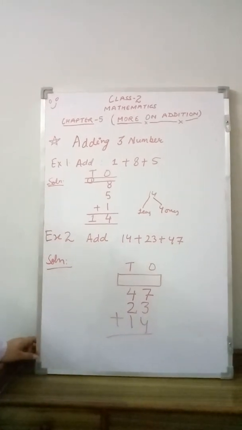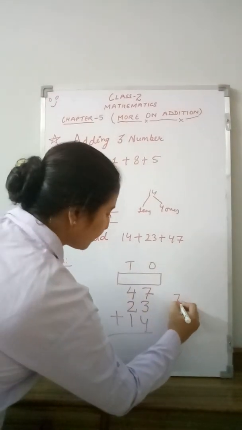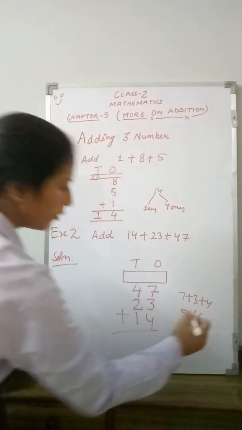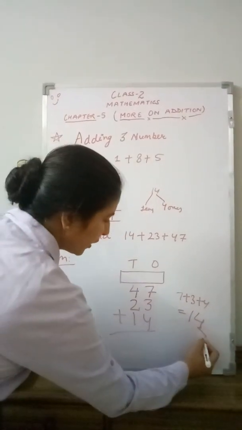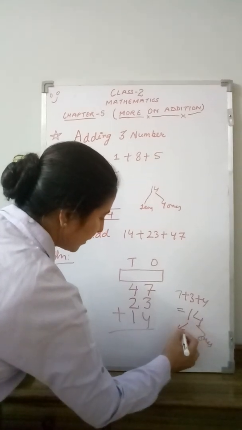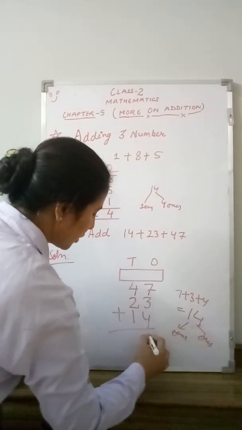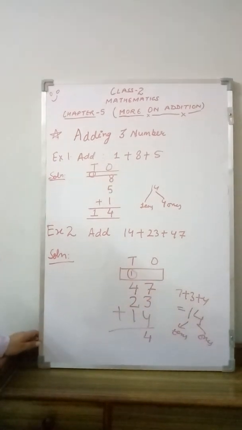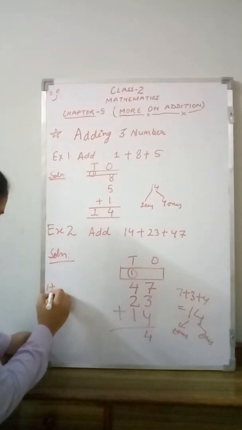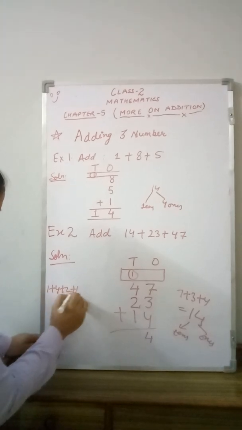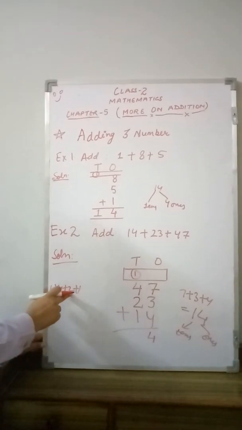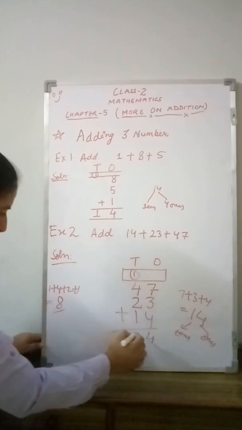Let's start adding from the ones place. So 7 plus 3 plus 4, what is the sum here? The sum is 14. So 4 is on the ones place and carry the 1 to the tens place. Write 4 here and 1 carry on the tens place. Now start adding the tens numbers: 1 plus 4 plus 2 plus 1. What is the sum here student? 1 plus 4 is 5, plus 2 is 7, plus 1. So 8 is the answer.